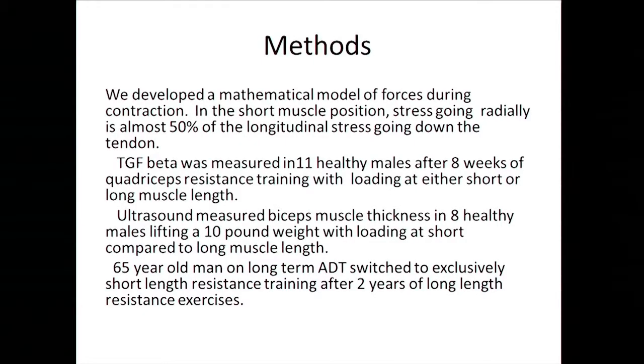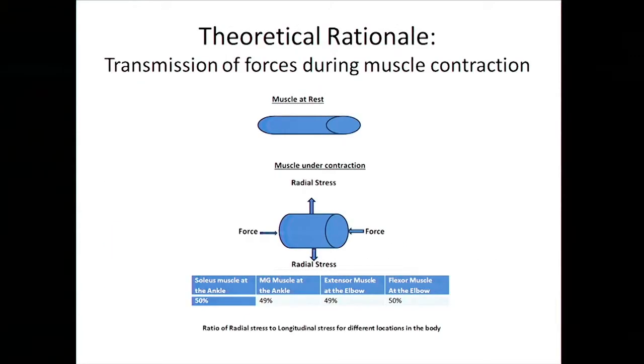So we developed a mathematical model of forces showing that when you exercise with the muscle short, pressure goes laterally. There can be sometimes almost as much as 50% of the longitudinal stress. TGF-beta measured in 11 healthy males after 8 weeks of short or long training. We did ultrasound measurement of the biceps muscle. And finally, we have a single case study of a man with prostate cancer on androgen deprivation switched to exclusively short length exercises. And what do we find?